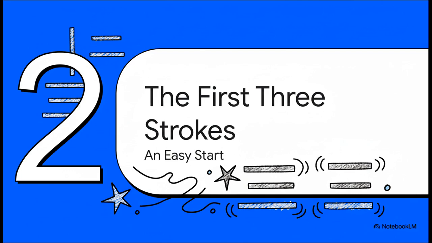These first three numbers are just wonderfully straightforward. Their visual simplicity is completely intentional. It's meant to give you an immediate win and really show you the pictographic roots of the language.